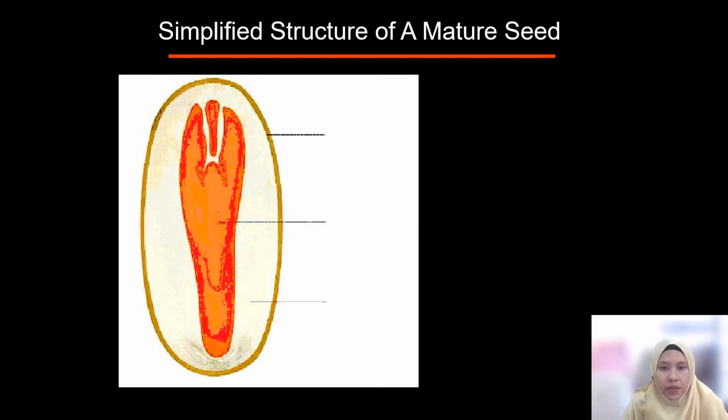So this is the simplified structure of a mature seed, and it has 3 basic components. The first one is the seed coat. The function of the seed coat is to protect everything inside it. The second structure is the embryo, which is a tiny plant inside the seed. But before that, I would like to mention that the seed coat is a dead tissue. It is a type of tissue, but it is a dead tissue.